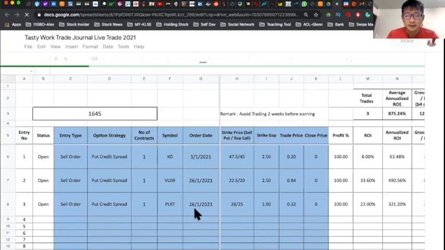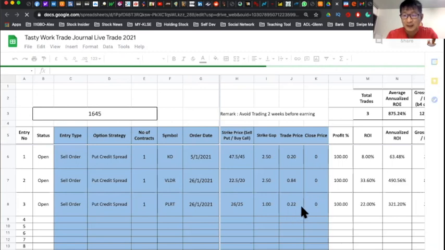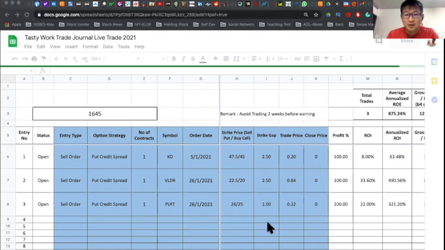Let me share with you. Palantir, we entered on the 26th of January. We pocketed the premium, which is 22 cents. If we close this position right now, we need to pay 20 cents, so we just break even for this trade.